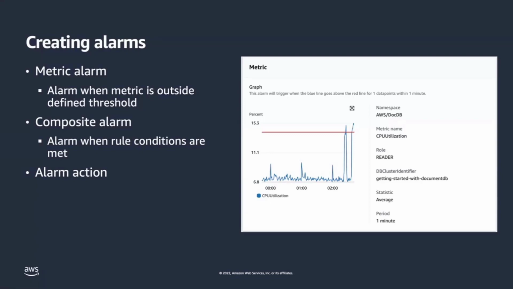The other thing you need to do is specify what action to take when the alarm goes into the alarm state. Most common type of action is to send a notification via Amazon Simple Notification Service, or SNS. And alarms can also be used to trigger scaling operations. For example, you could use alarms on CPU utilization to scale out read instances in a DocumentDB cluster.